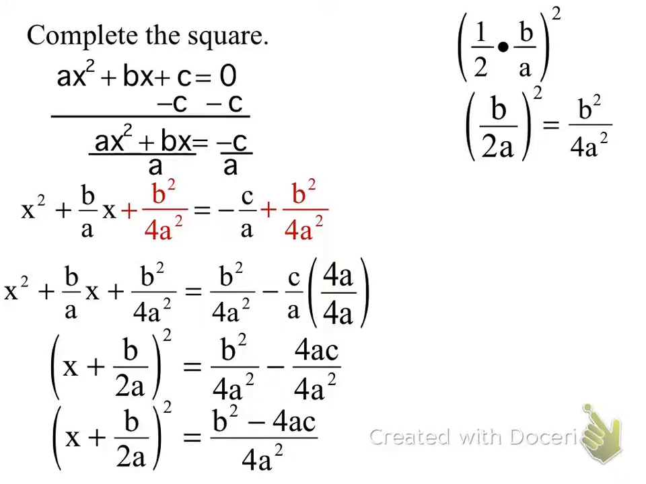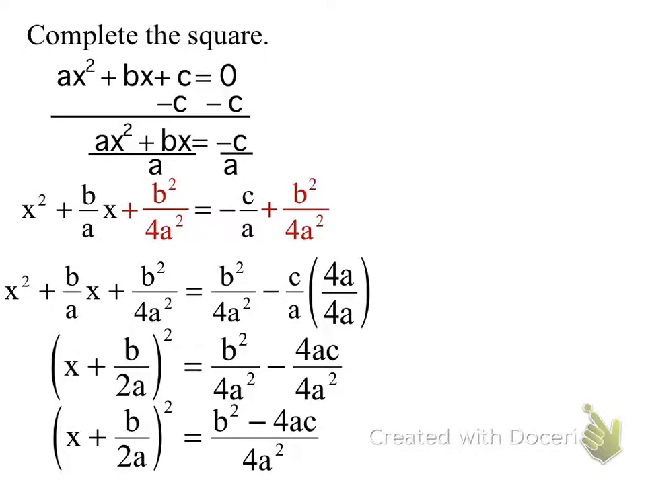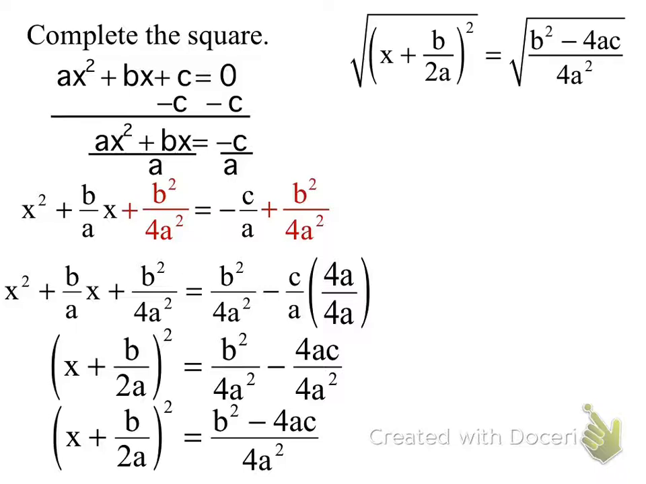Now what can I do next? I think I skipped a step when I was doing it. Okay, what would I do next? How do I get rid of the square? Yep. You root both sides. We root both sides. So we're going to take that entire thing and we're going to put a square root on it.